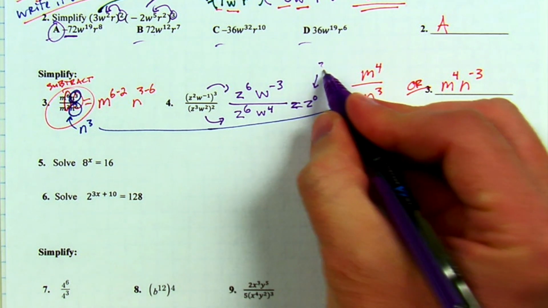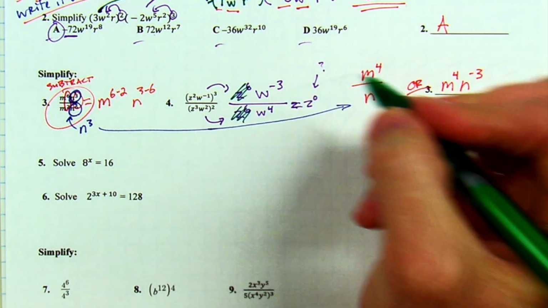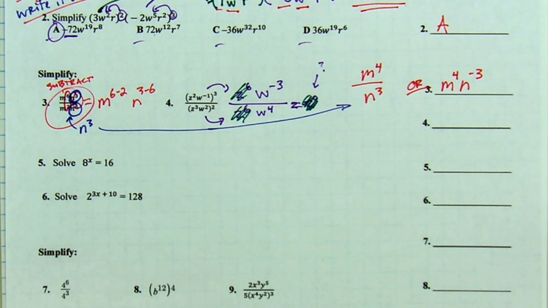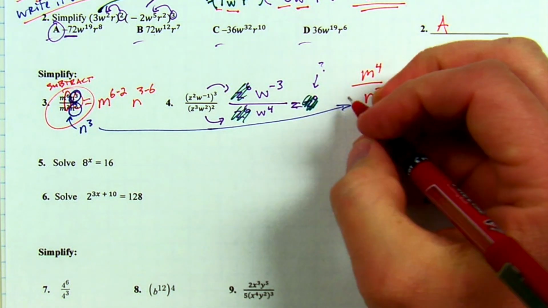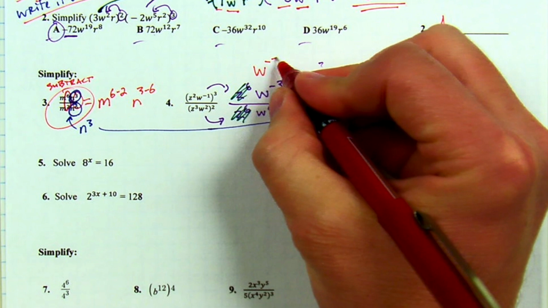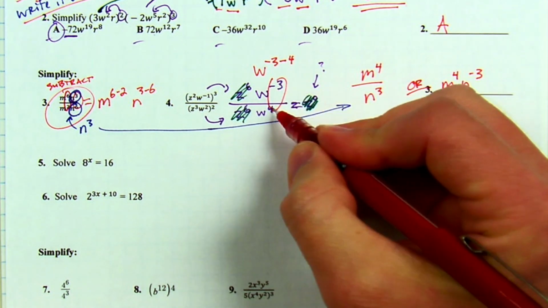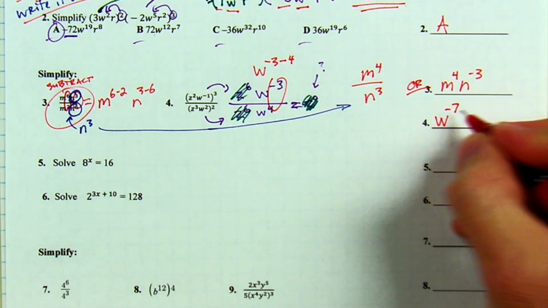Oh wait, remember what happens here? Z to the 0 is just 1, or just think of it as match and scratch. The z's are gone. Yay. So all we have here is w to the what? Well, it would be negative 3 minus 4. Isn't that what you do? You subtract, negative 3 minus 4. So you could write your answer as w to the negative 7.